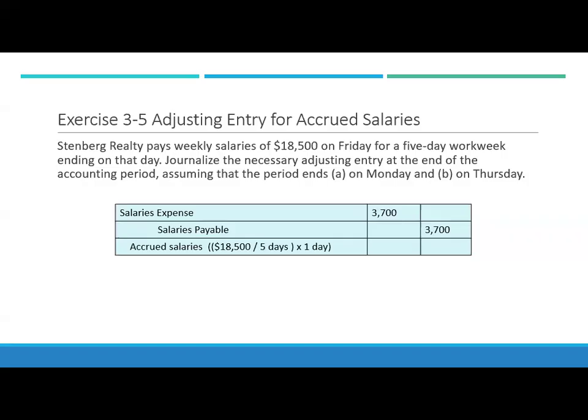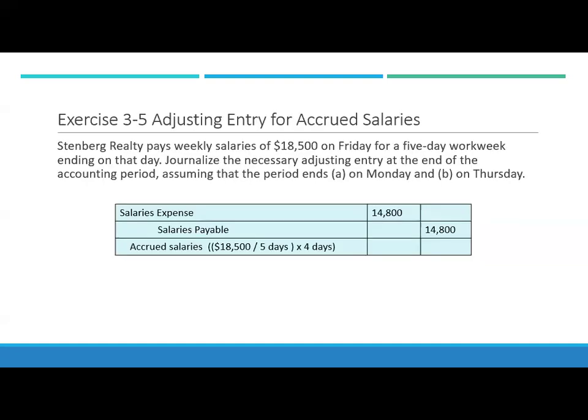And so if the accounting period ends on a Monday, but payday's on a Friday, then this will be our journal entry. We debit supplies expense for 3,700, credit salaries payable. But if the end of the accounting period is on a Thursday, then there's 4 days of payroll that have been earned by the employees but haven't yet been paid. And so the salaries expense accrual will be 3,700 times 4 is 14,800 debit to salaries expense and then a credit to salaries payable.